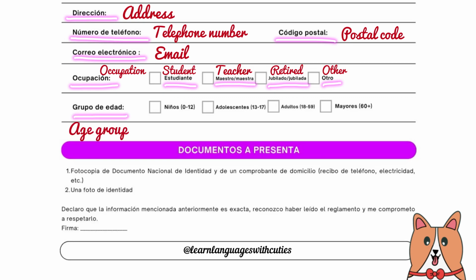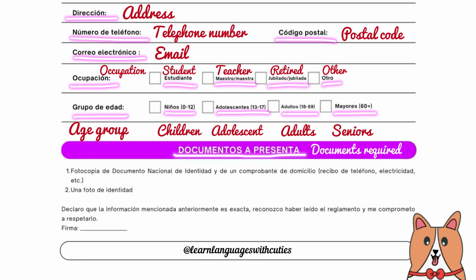The next one is grupo de edad, which means age group. Niños, which means children. Adolescente, which means adolescents or teenagers. Adultos, which means adults. And mayores, which means seniors.